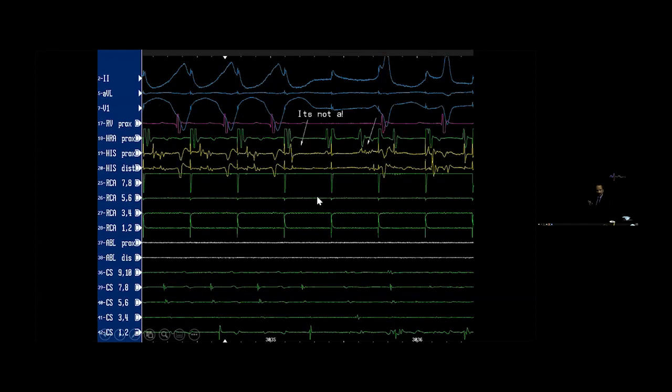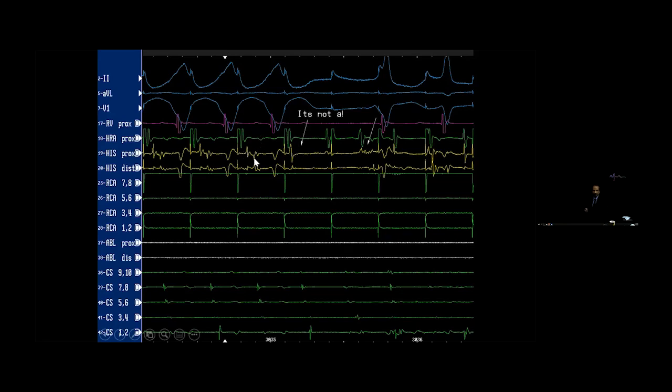Sometimes the best way to figure it out is the company the signal keeps. So here it would take some kind of dynamic maneuver. So we pace and we get the pre-excitation. We pace and lose the pre-excitation, lose the V, have V without pre-excitation, dissociate, and this signal disappears. This signal keeps company with pre-excitation. It does not keep company with the atrial electrogram.